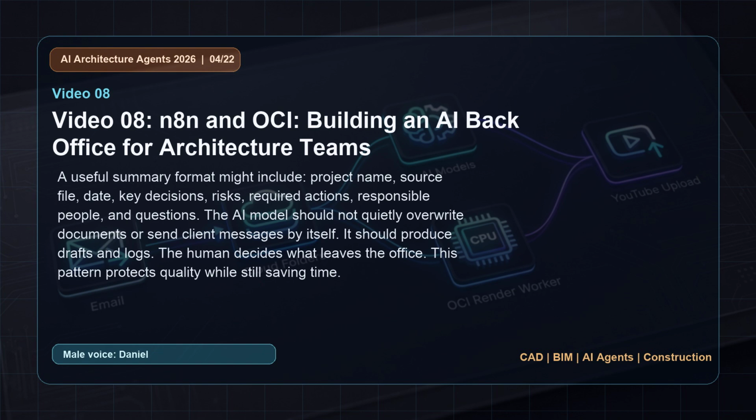The AI model should not quietly overwrite documents or send client messages by itself. It should produce drafts and logs. The human decides what leaves the office. This pattern protects quality while still saving time.